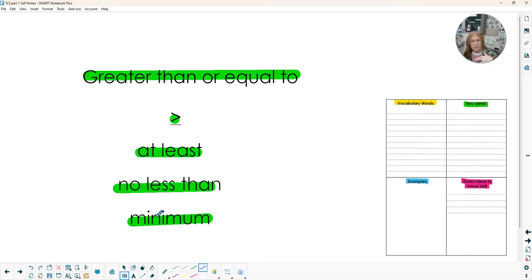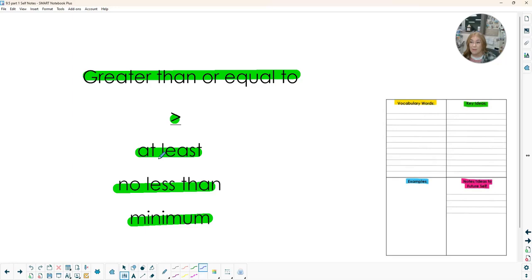And those sound like, oh, those will be less, but it's at least that. That's the least it can be. It's actually bigger, right? At least more. No less than this. It cannot be less than this number. It actually has to be bigger than that. This is the minimum. I need more than that.